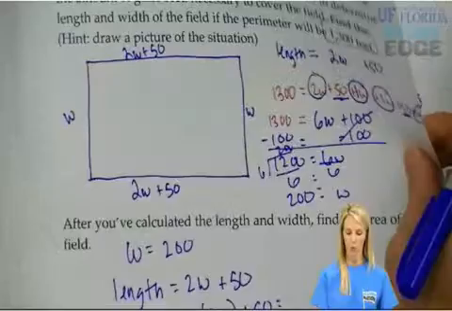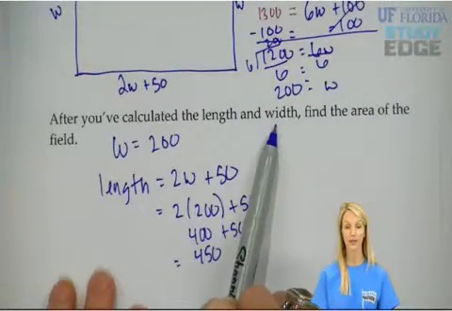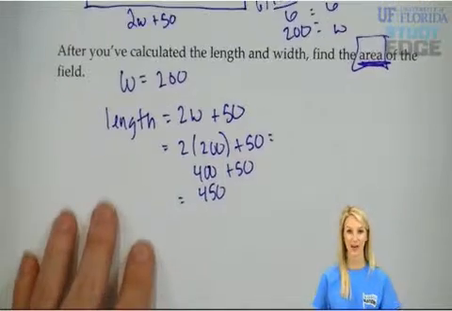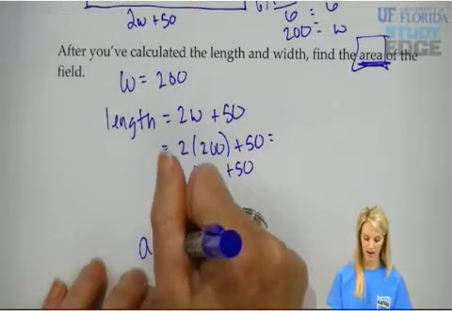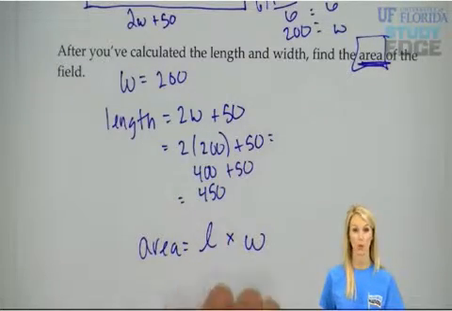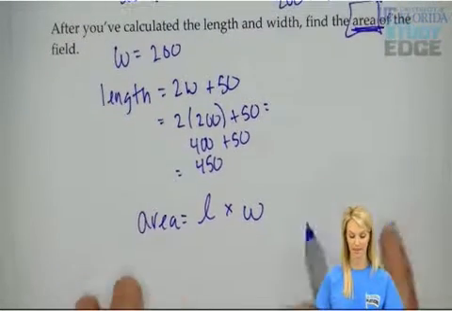So that's good. Now that we have the length and the width, we need to find the area of the field. How do you find area? Area is equal to your length times width. It's your base times height. It's your length times width.